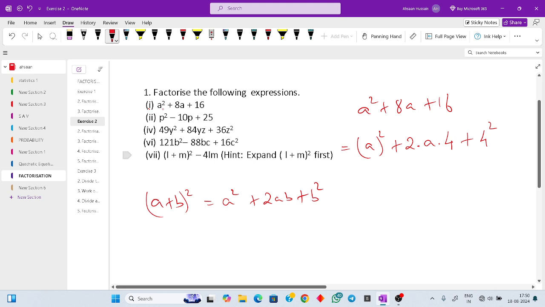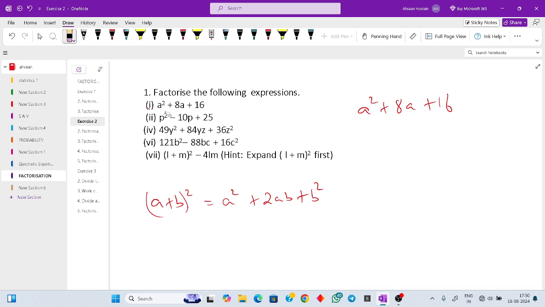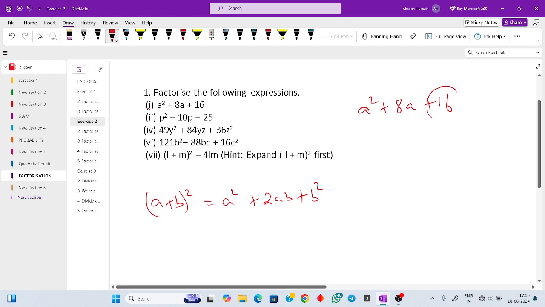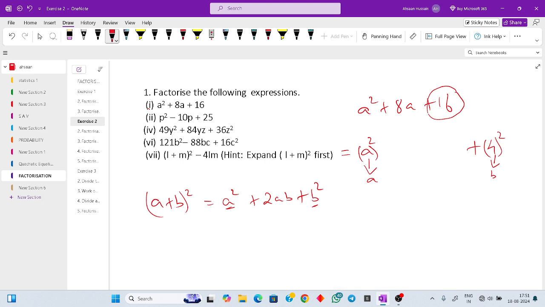Okay. Now the question was a square plus 8a plus 16. So obviously 16 is the square of 4, right? So let's write this one first. a square, then we'll write here plus 4 square. So this value that is written inside the bracket is our a. This value will be our b. So a square plus b square.